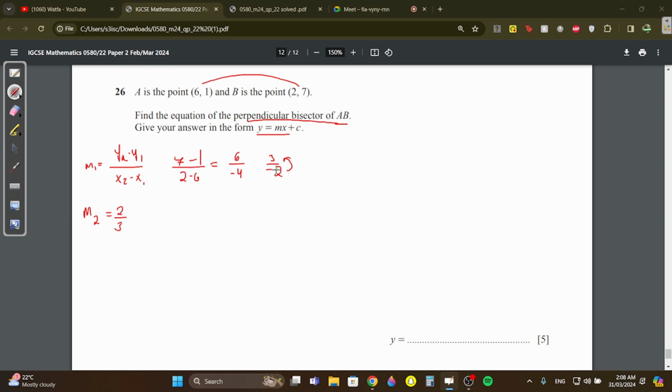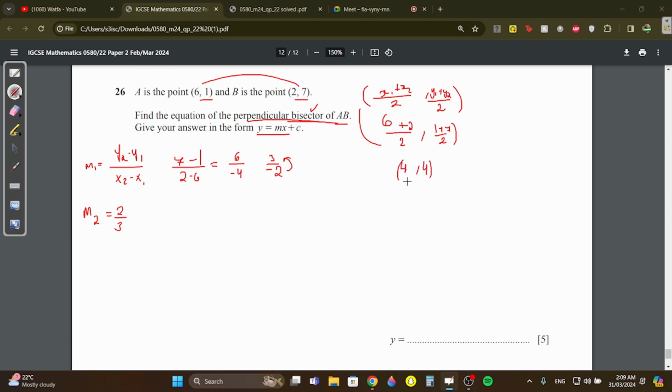After finding the slope, you need a point. Because to find the equation of any line, you always need a point. Notice how they said perpendicular bisector. Bisector meaning it has to pass through the midpoint. So the point I'm going to use here is the midpoint. Can I find the midpoint of these 2 points? Of course I can. The midpoint is always x1 plus x2 over 2, comma y1 plus y2 over 2. So 6 plus 2 over 2, comma 1 plus 7 over 2. You're going to get 8 over 2 here, which is 4, and 8 over 2 here, which is also 4.